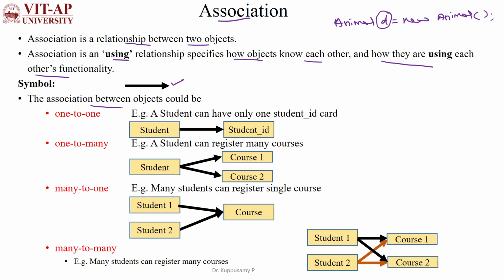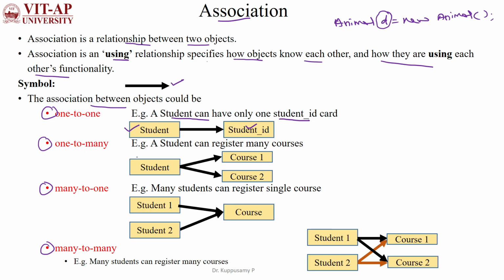Here, this association is indicated by using the forward arrow. The association between the objects could be one to one, one to many, many to one, and many to many. In one to one, for example, a student can have only a single roll number or student id. Here, student is the entity, this entity is a variable. So this student has only a single student id or student roll number.